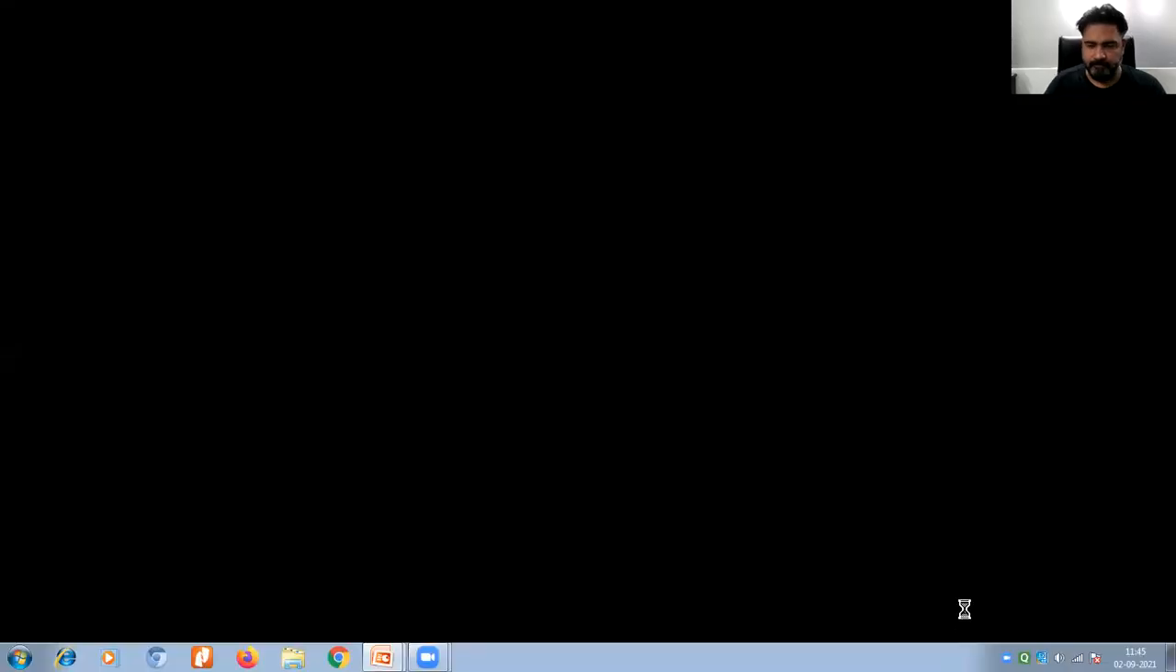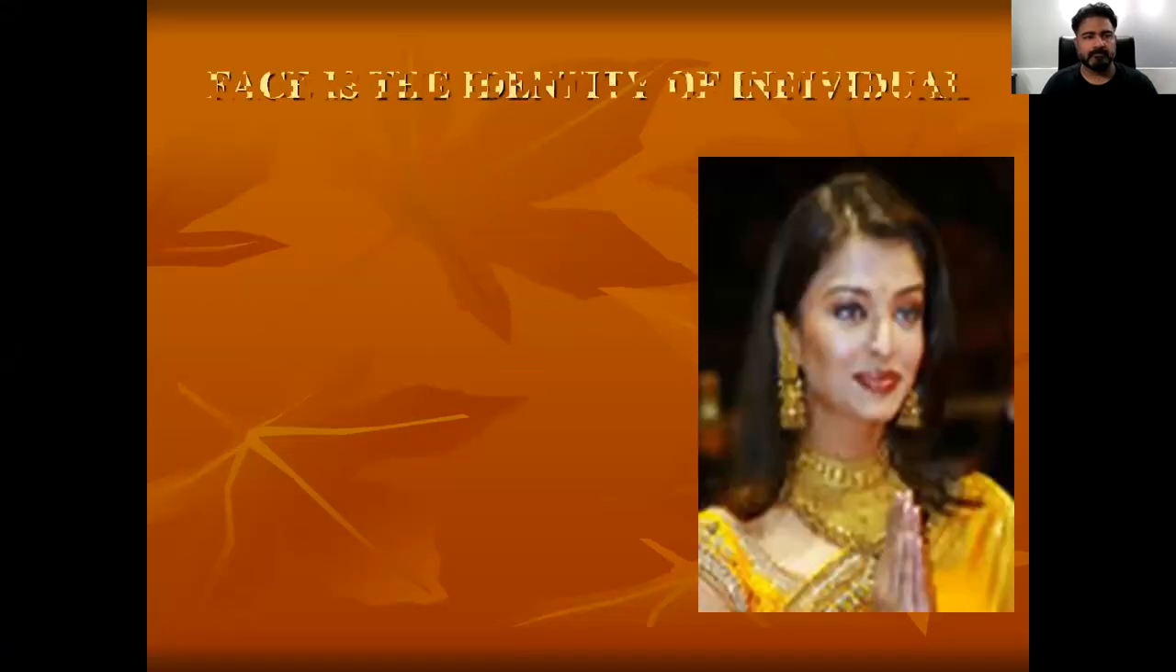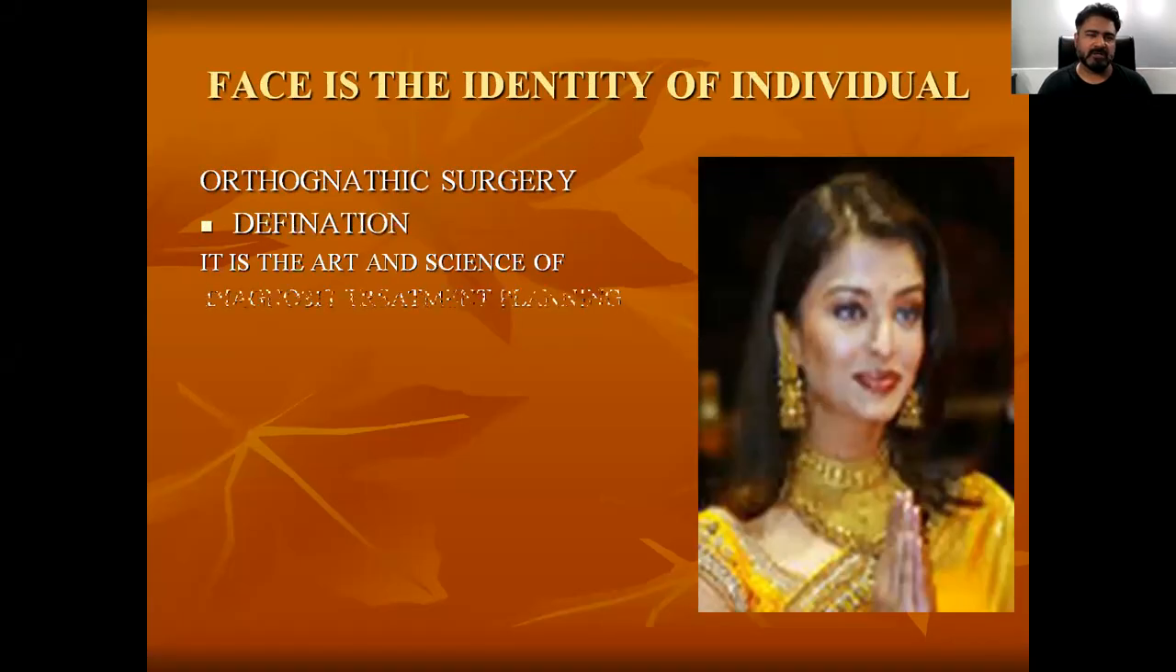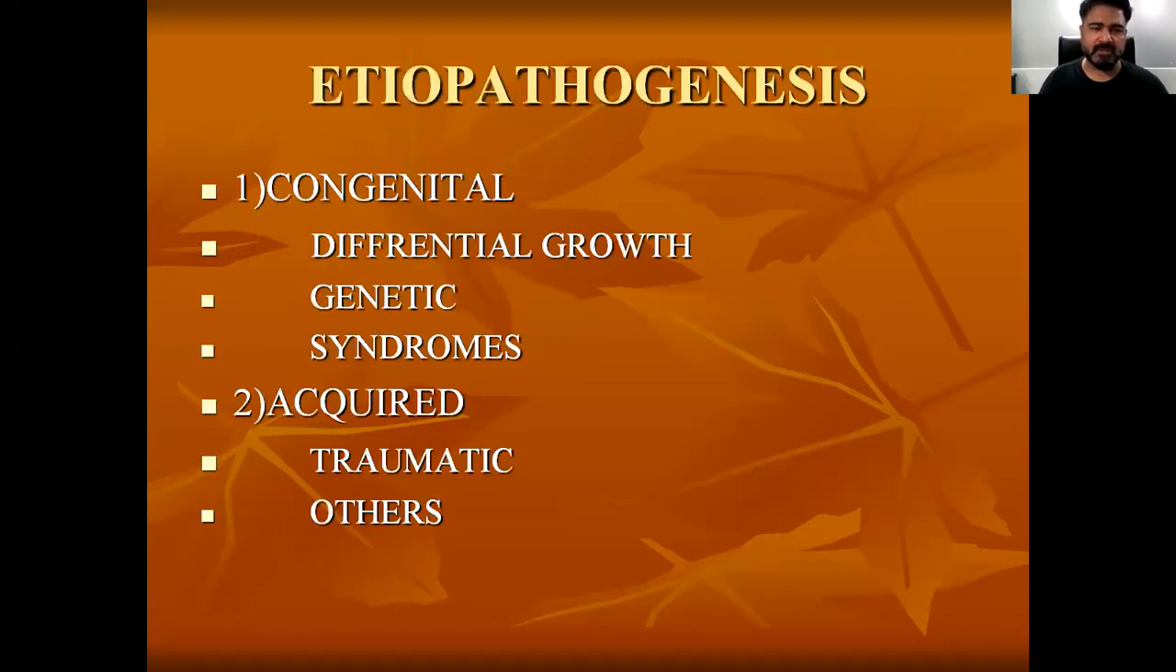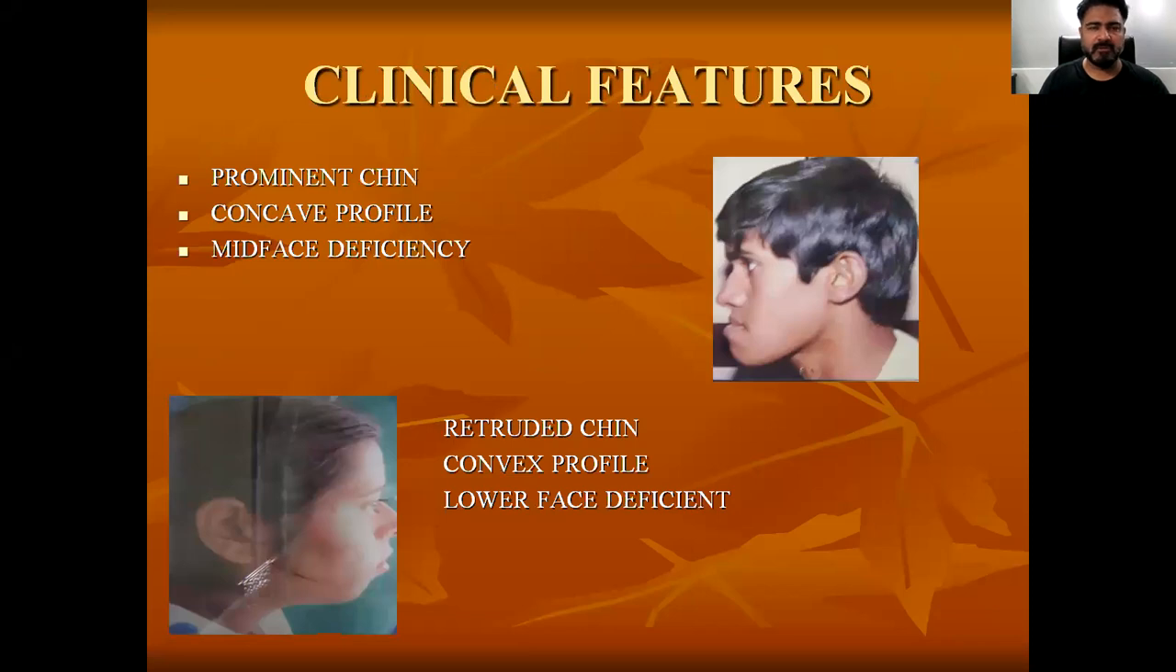So this is the example that the face is the identity of the individual. Again, basically these are two different presentations. I'm clubbing them together. So again, definition and genesis are covered already. In this, some clinical photographs are there to explain, less theoretical, more clinical, like prominent chin in this case, and in this case, retruded chin is there, convex profile, concave profile.